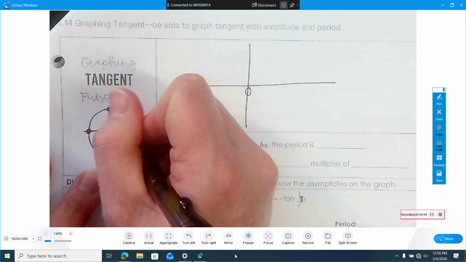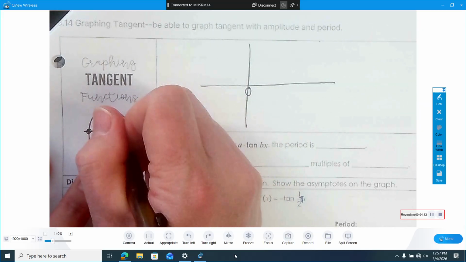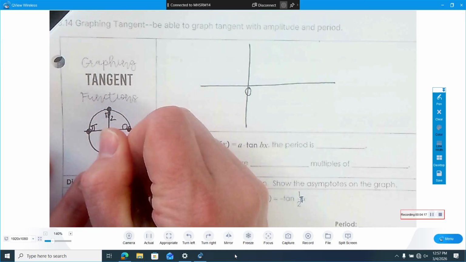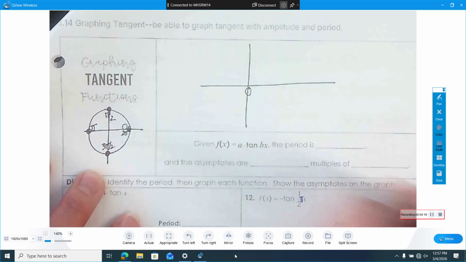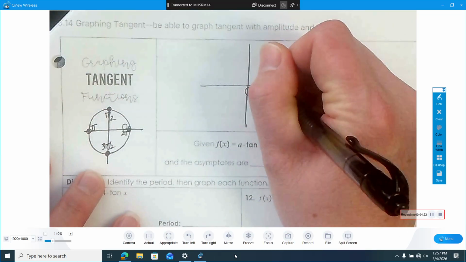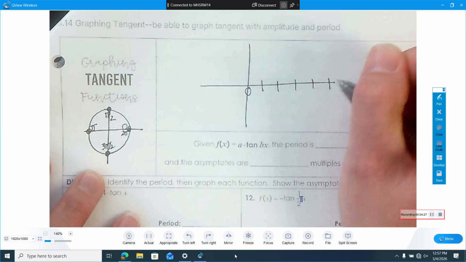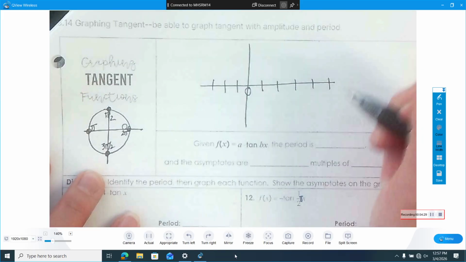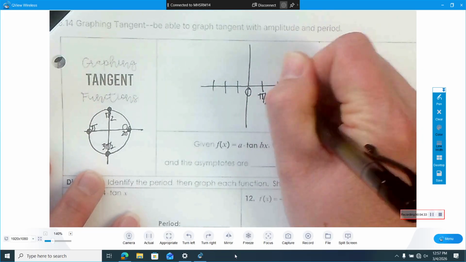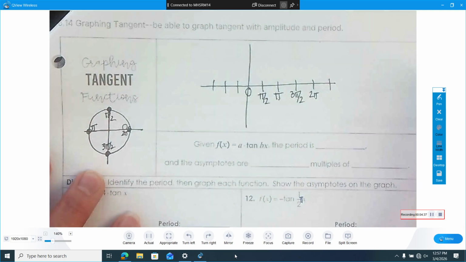And so once again, we have 0. What's my dot up here? Pi over 2, pi, and 3 pi over 2, and then 2 pi all the way around. So I'm going to go ahead and mark those out here, a nice even 1, 2, 3, 4. I'm going to do that a couple of ways. So this is pi over 2, and pi, and 3 pi over 2, and 2 pi.